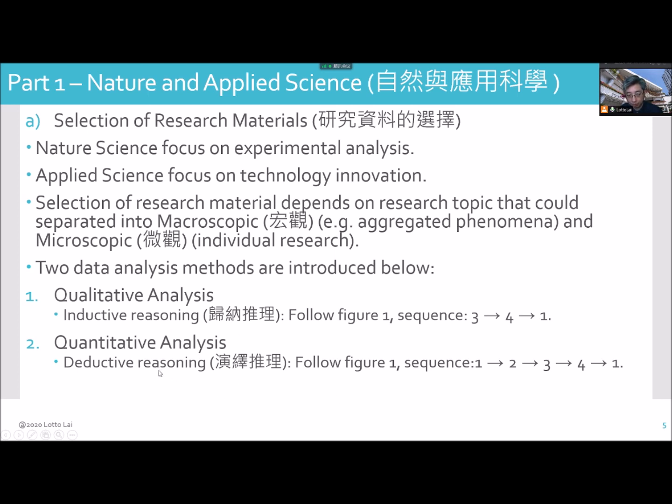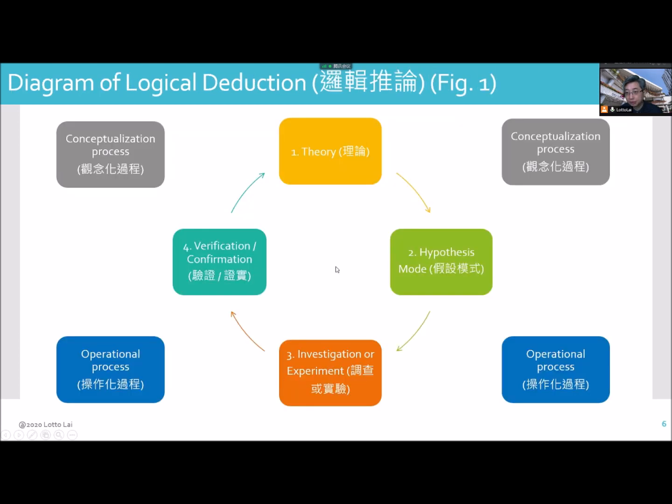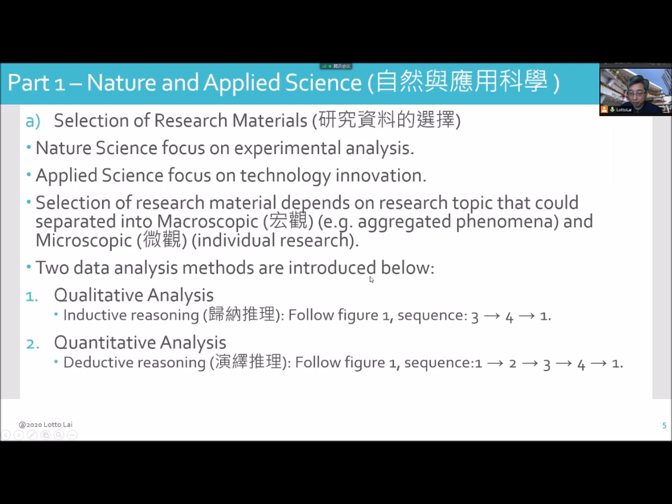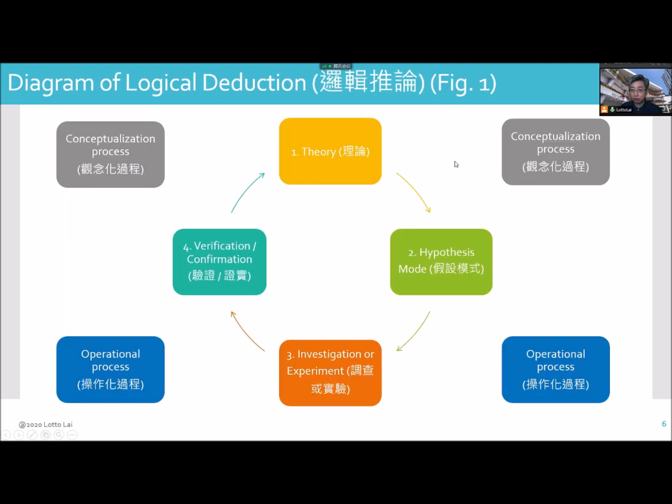First, I'll talk about deductive reasoning. In deductive reasoning, you have the theory, and then you make the hypothesis. After that, you investigate, do the experiment and verification, and confirm your theory. It is from the conceptualization processing to operation processing and goes back to conceptual processing.